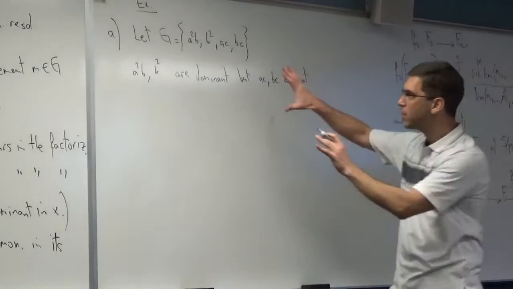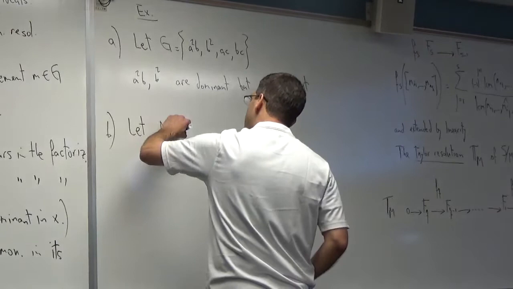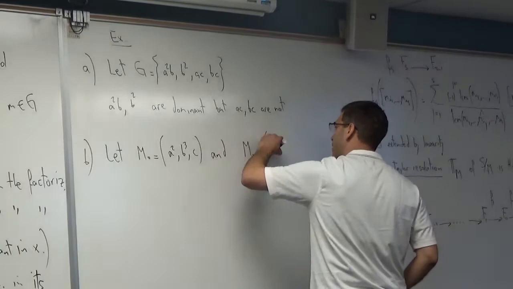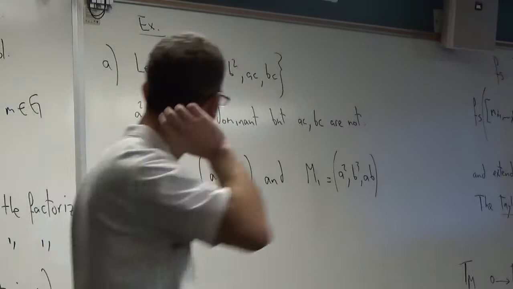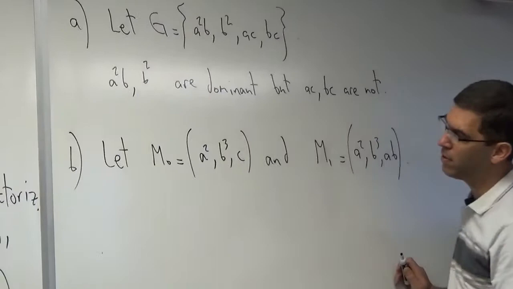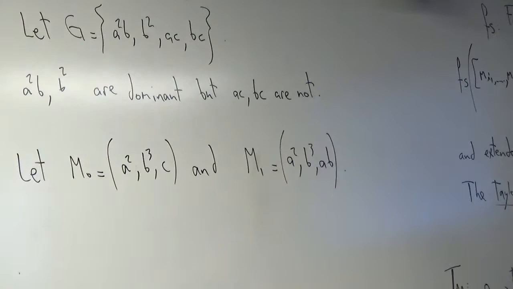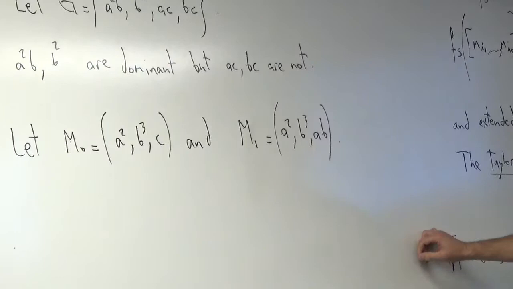What about dominant ideals? What can we say about it? Well, let M0 be the monomial ideal A squared, B cubed, C, and M1 equal to A squared, B cubed, AB. I'm sure you identify these two monomial ideals because they are the ideals that I gave in the first example, right? M0 and M1. Now, note that this monomial ideal is dominant. This monomial is dominant in A, this one is dominant in B, this one is dominant in C. So every monomial of the minimal generating set is dominant. This is a dominant ideal, but this one is not dominant. Because this monomial is dominant in A, this one is dominant in B, but this one is not a dominant monomial. So this monomial ideal is not dominant.